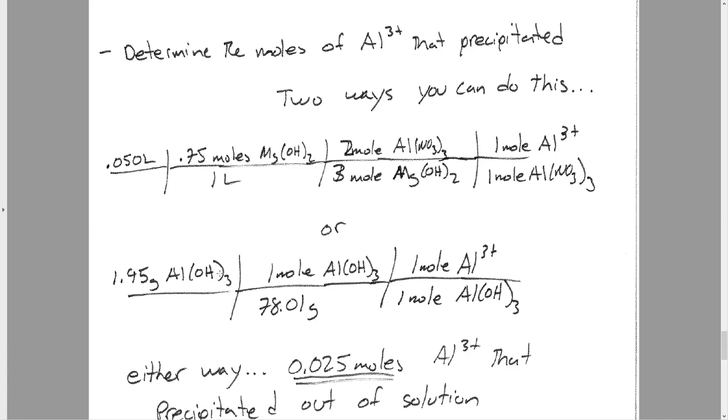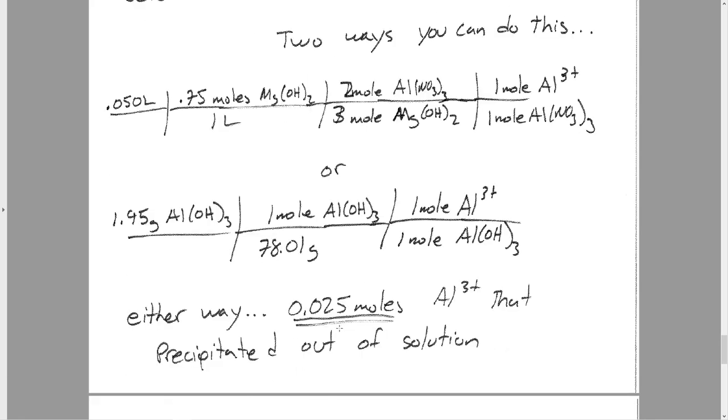Now, when you do these calculations, they should come out to be the same number, with a little bit of rounding differences, it might not be exactly the same. I think when you do it this way, it comes out to be 0.025, and when you do it this way, it comes out to be 0.0249. So close enough, okay? So both these calculations give you the same amount, 0.025 moles of aluminum. So that's how many moles of aluminum were used in the reaction, were lost to the precipitate, okay?